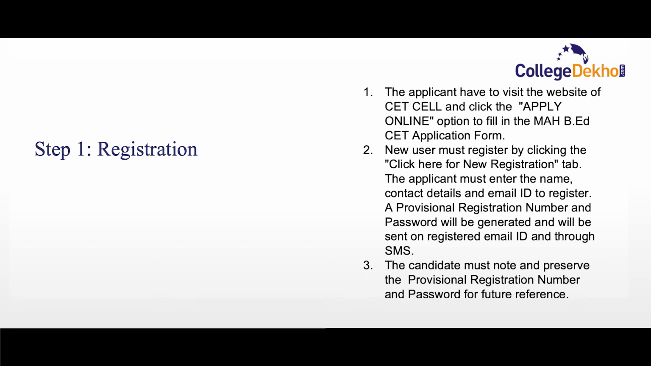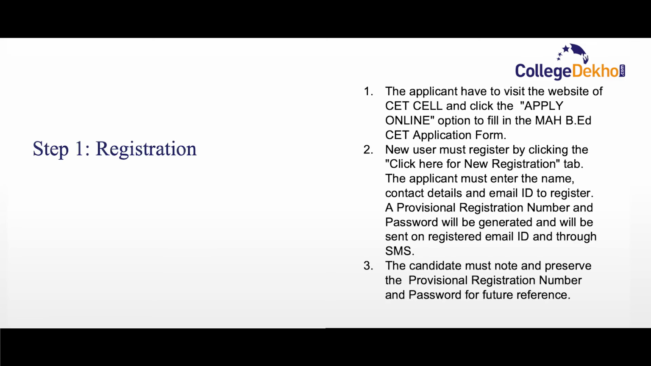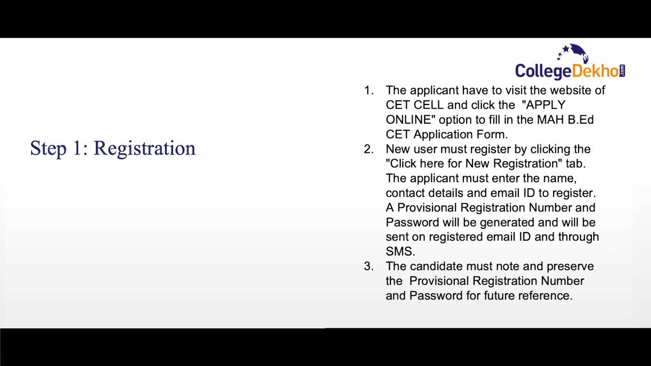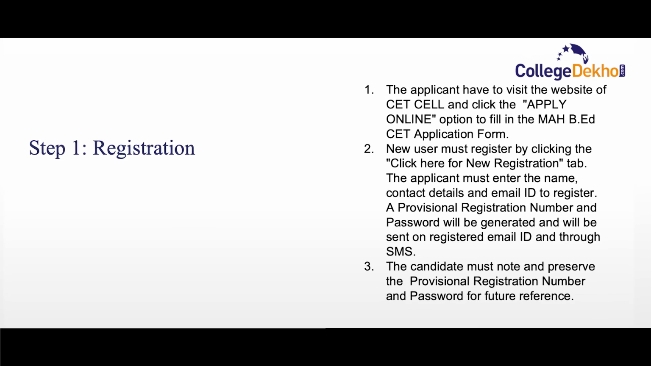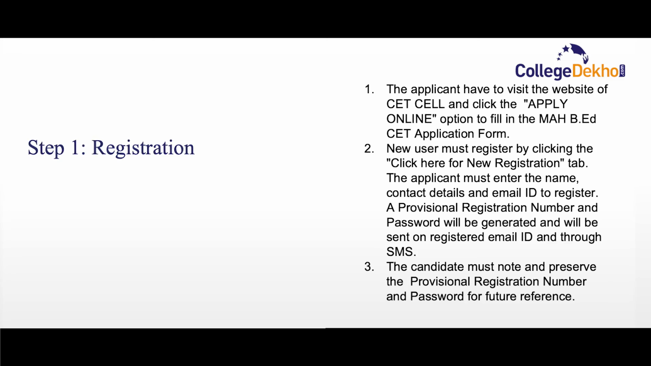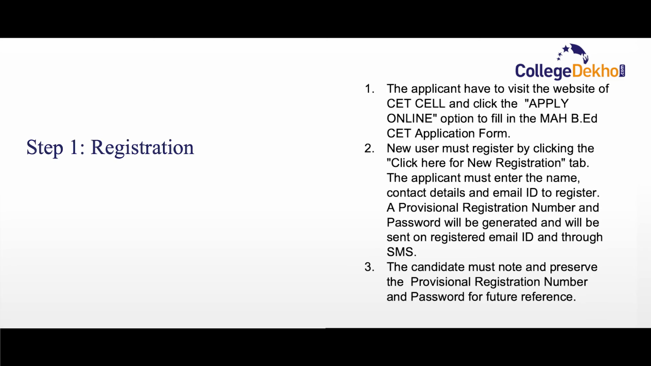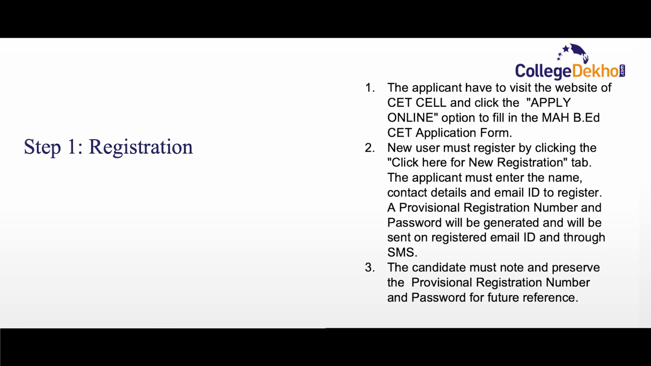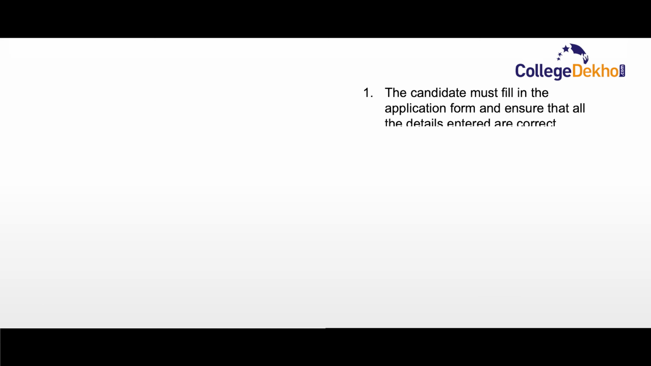The new users must register by clicking on the click here for new registration tab, where the applicants will have to enter their name, contact details and email ID to register. A provisional registration number and password will be generated and will be sent to the registered email address and contact number of the candidate. It is very important for the candidates to save the provisional registration number and password for future reference.